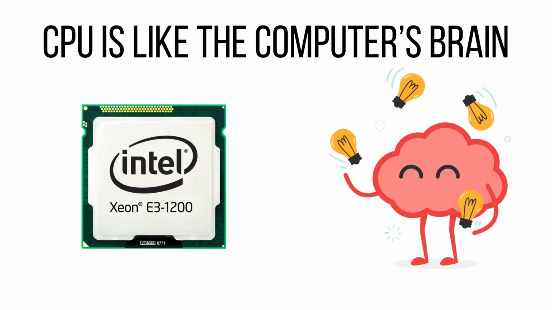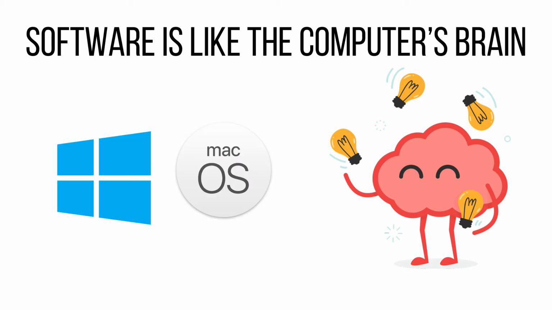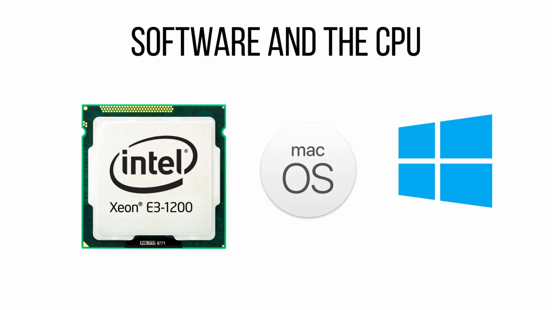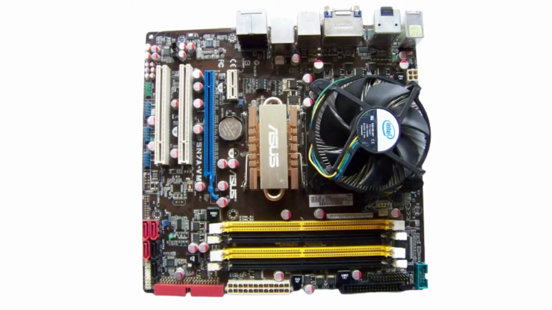So if you want to think of the CPU as the brain of your computer because that's better imagery for you, definitely do that. But it's a little bit more appropriate to refer to the software as the brain, and the CPU is a very efficient calculator. A CPU is really good with numbers, but if it wasn't for the software, it wouldn't know how to do anything else.